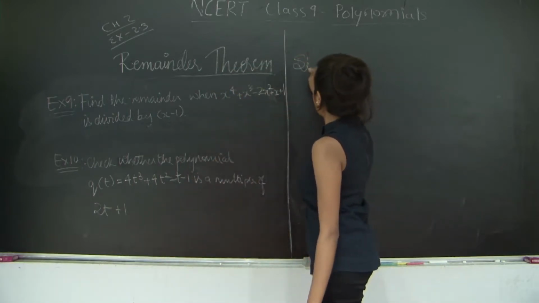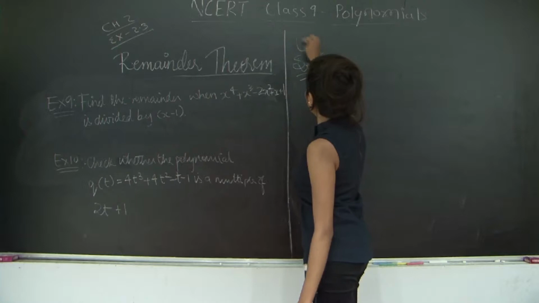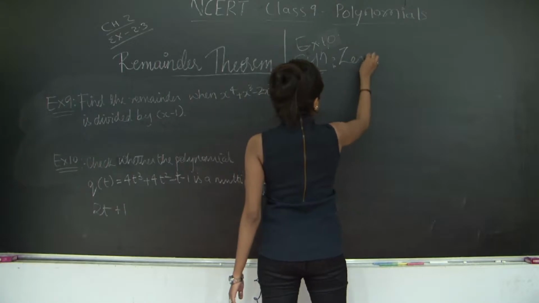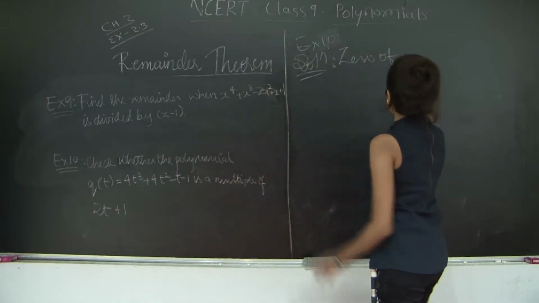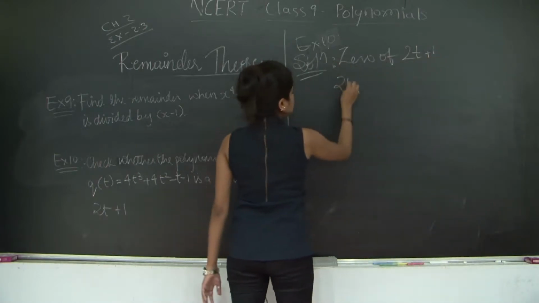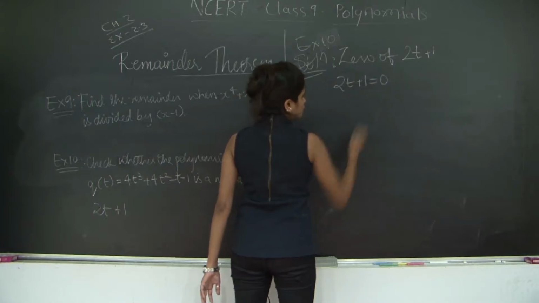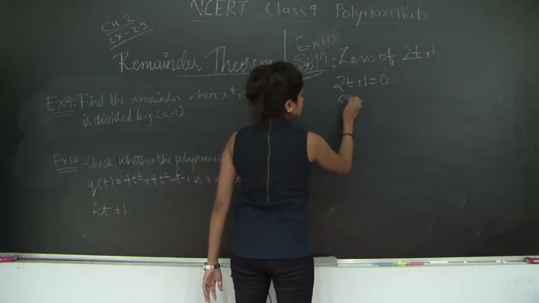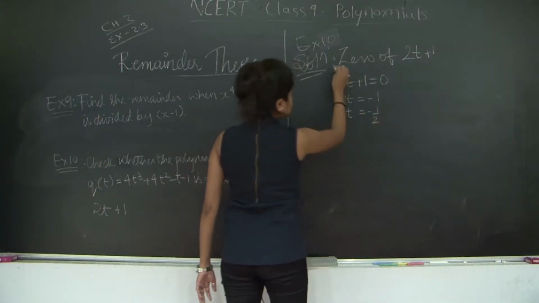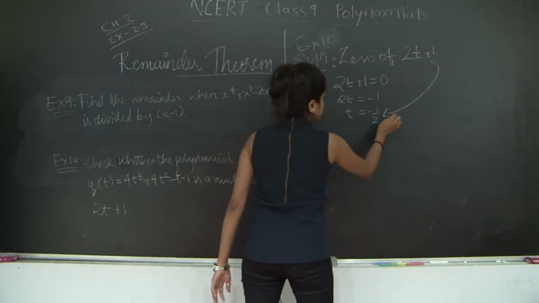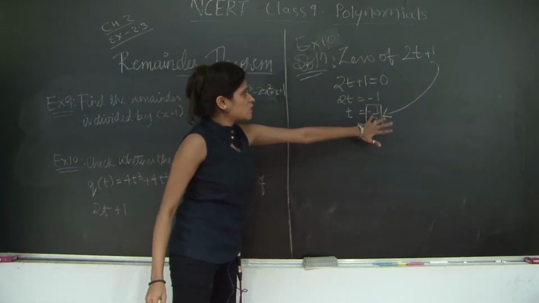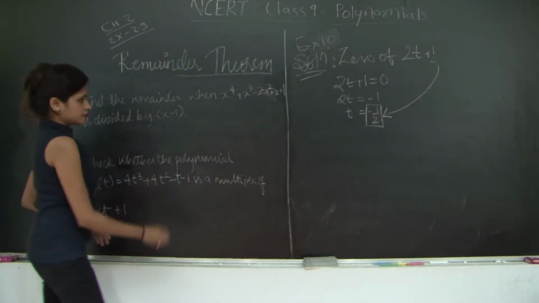So solution for example 10. Zero of 2t plus 1 can be found as follows. 2t plus 1 is equal to 0, right? Therefore 2t is equal to minus 1. Therefore t is equal to minus 1 upon 2. So zero of 2t plus 1 is minus 1 upon 2. Now I am going to go ahead and substitute minus 1 upon 2 into q(t).